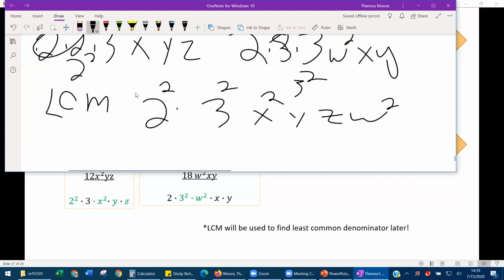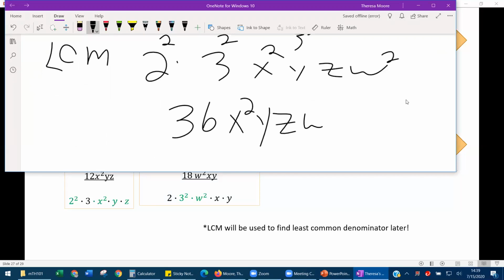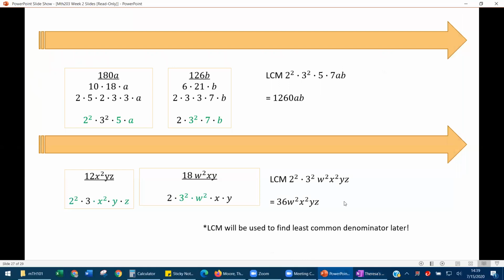If we multiply that out, we have 4 times 9, which is 36, x squared, y, z, w squared. Normally we'll write the letters in alphabetical order, but it doesn't matter. It's not going to be wrong if they're not in alphabetical order. So the least common multiple between 12x squared yz and 18w squared xy is 36x squared yz w squared. Okay, I see here I wrote it alphabetically. It doesn't matter.